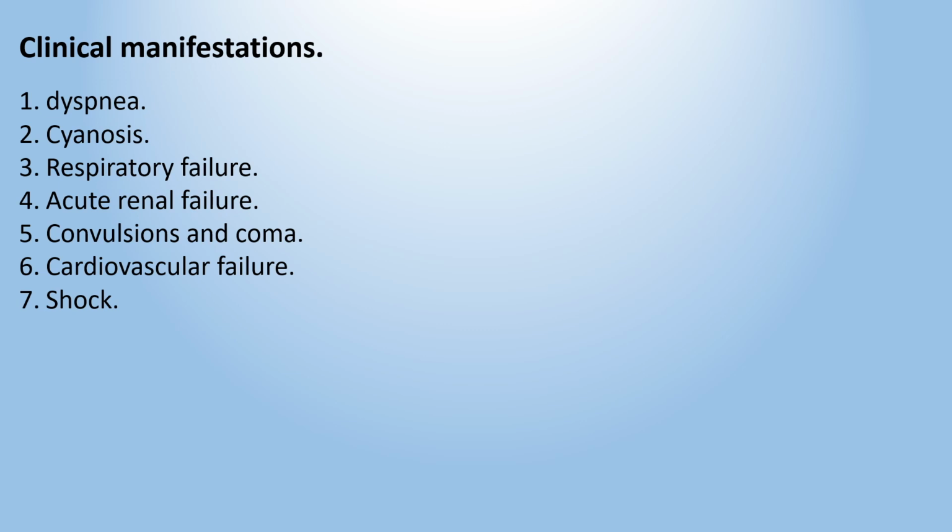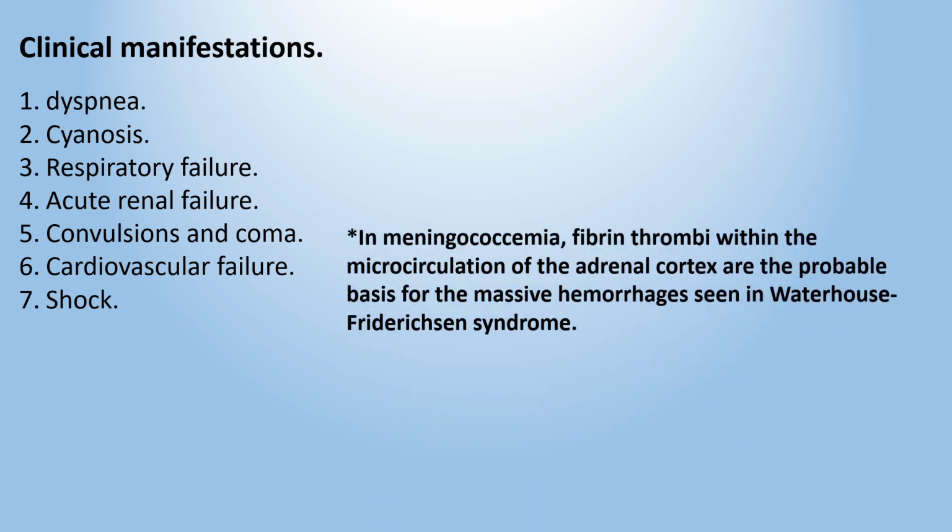The classic clinical manifestations of both acute and chronic DIC are dyspnea, cyanosis, respiratory failure, acute renal failure, convulsions and subsequent coma, cardiovascular failure, and shock. In meningococcemia and correlated intravascular coagulation, fibrin thrombi within the microcirculation of the adrenal cortex are the probable basis of the massive hemorrhages seen in Waterhouse-Friderichsen syndrome. Waterhouse-Friderichsen syndrome is a common complication of DIC caused by meningococcemia, or sepsis caused by meningococcus.